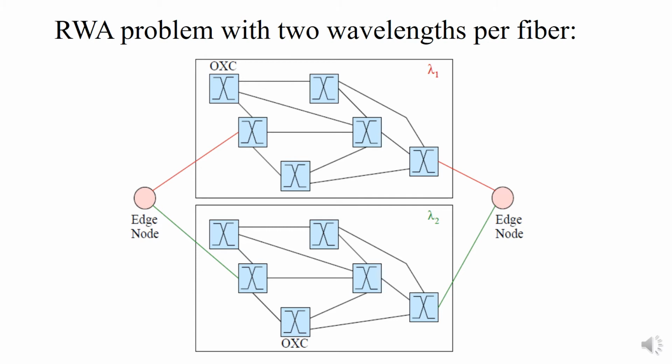So the wavelength continuity constraint should be relaxed. It can be relaxed by using optical cross connects with wavelength converters. What do you mean by wavelength converters? These are basically I/O devices that convert the wavelength of an optical signal arriving at its input port to a different wavelength as the signal departs from its output port.